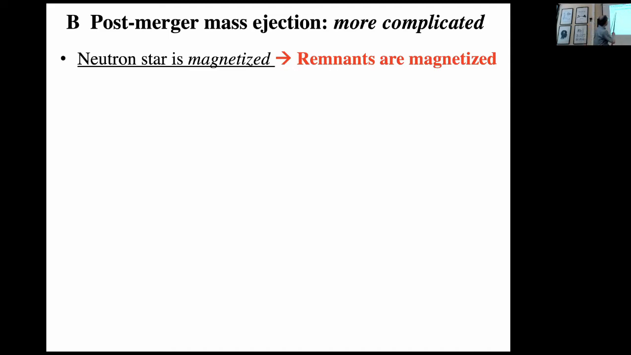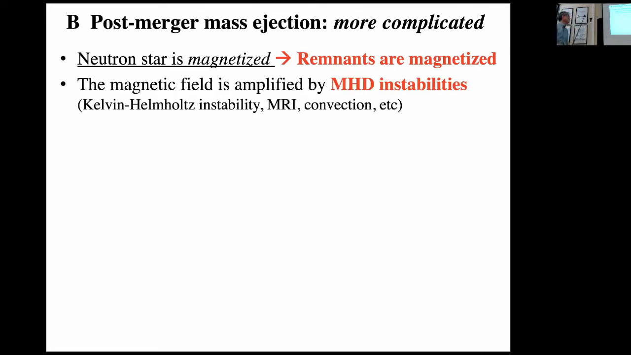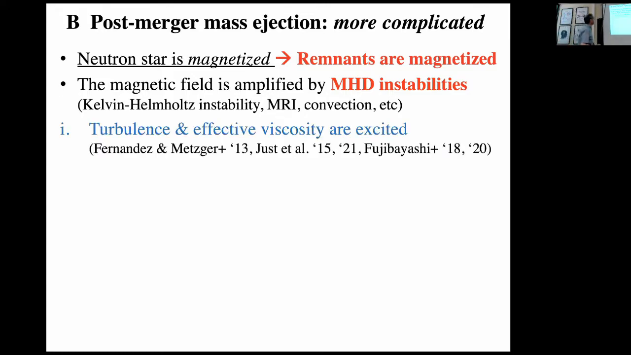So anyway, we believe that neutron stars are usually magnetized, and the remnants are magnetized. So that means we have to take the magnetic field into account to study this process. Also, after the merger, we have a neutron star disk, but it's usually differentially rotated. In such a case, we know that MRI instabilities occur inevitably. Then the magnetic field is amplified, turbulence is excited, and effective viscosity appears. So effectively, the system evolves due to viscosity.